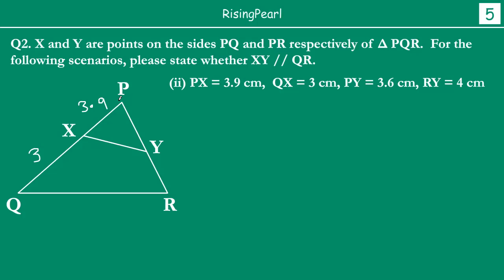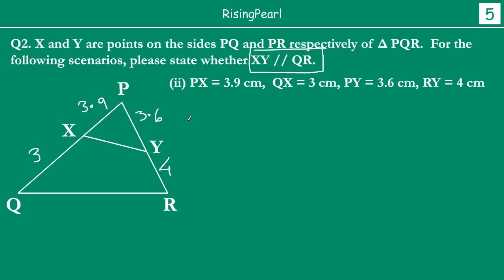Yes, PX looks smaller and QX looks longer, even though PX is 3.9 and QX is 3, and that is just fine. Remember, the question really is focused on whether XY is parallel, so the answer is yes, it is parallel, or no, it is not parallel. We are not trying to draw our figure accurately to scale. Now PY is 3.6 and RY is 4.